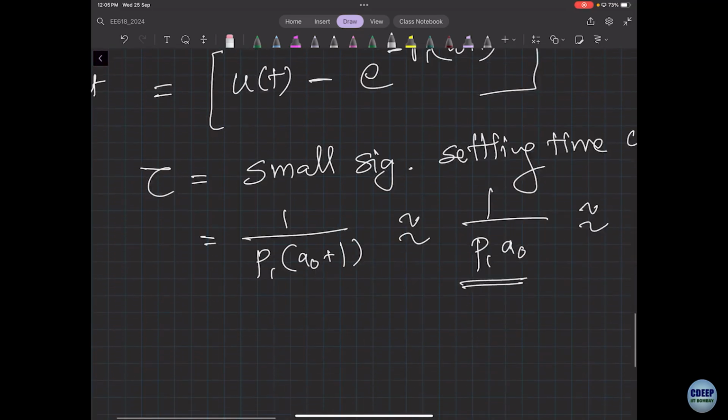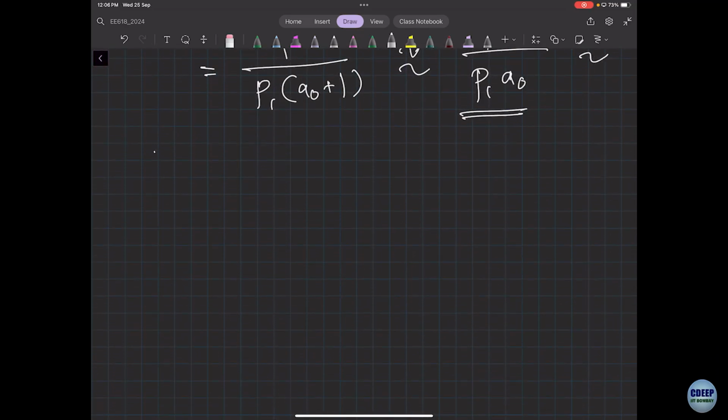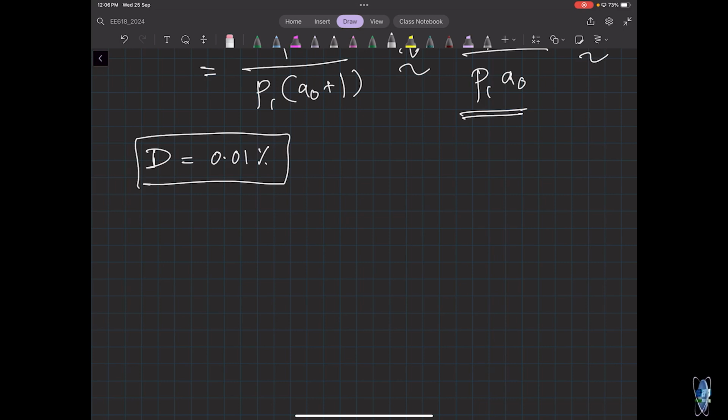So, coming back to D, let's say D equals 0.01%. What does this mean? That means you are within 0.01% of the final value. If 100 was the final value, and 1% is 1, then 0.01% is 0.01. So I am within 0.01 of the final value, which is really accurate, right? You would think. Put it in log and you will see suddenly what it means.